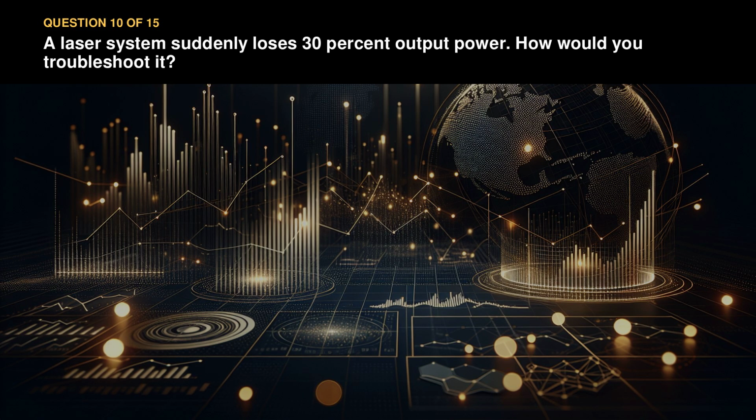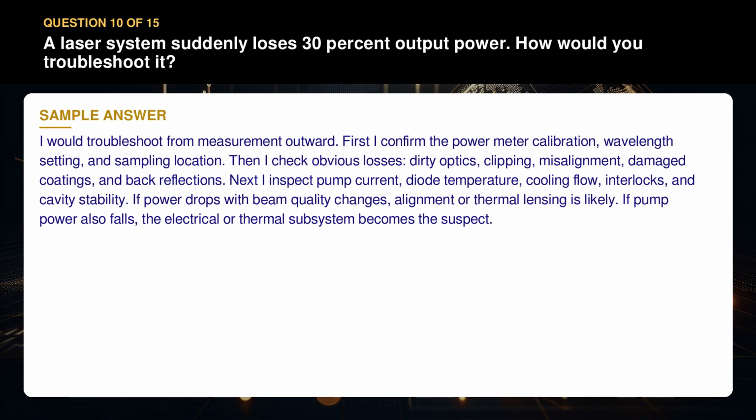Question 10. A laser system suddenly loses 30% output power. How would you troubleshoot it? I would troubleshoot from measurement outward. First, I confirm the power meter calibration, wavelength setting, and sampling location. Then I check obvious losses: dirty optics, clipping, misalignment, damaged coatings, and back reflections. Next, I inspect pump current, diode temperature, cooling flow, interlocks, and cavity stability.